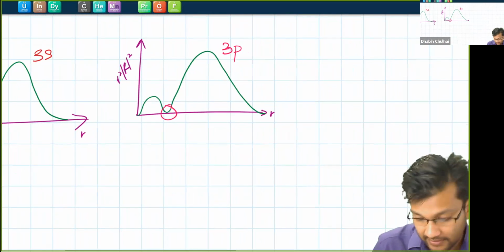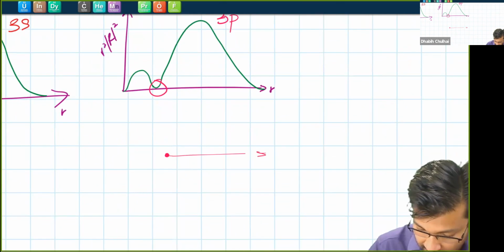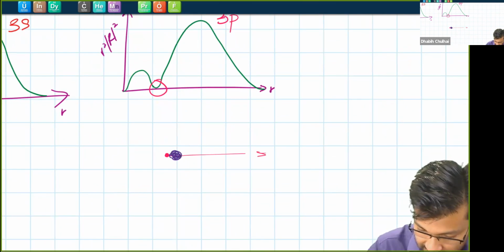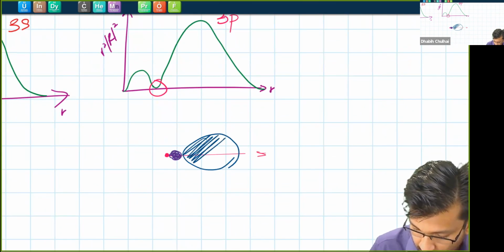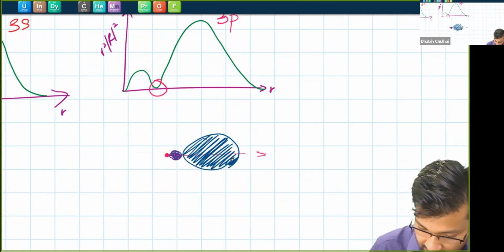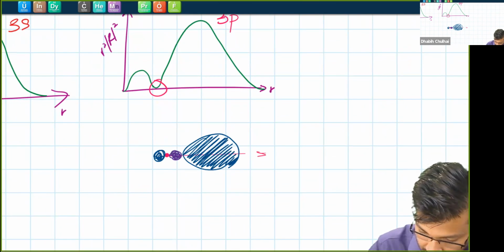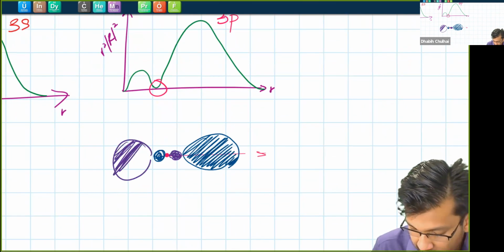What does this look like? Well, it means that if this is the nucleus and we go out this way, the wave function will have one sign here, and then a different sign, let's use blue, out here. But these are p orbitals, right? So on this side, it'll be a little wave function there, and then the other wave function. So this is what a 3p orbital looks like.